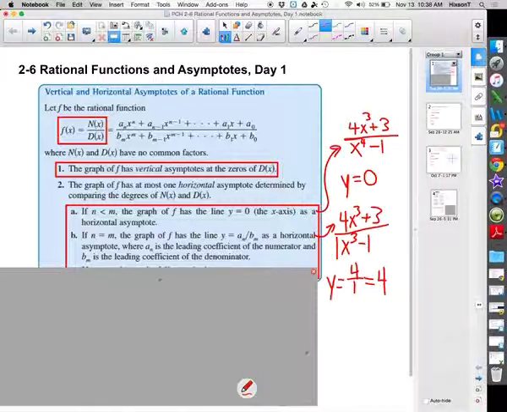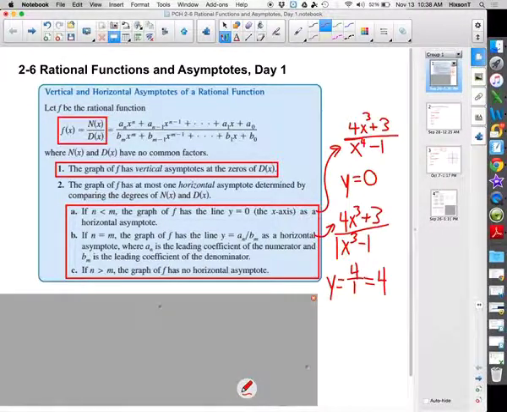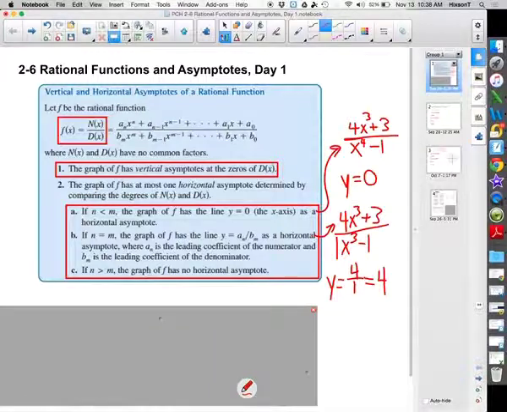Now, the last possibility is if you have a higher degree in the numerator than you do in the denominator. If the degree on the top is bigger, then you will have no horizontal asymptotes. That doesn't mean we're not going to have any asymptotes at all. It just means we're not going to have any horizontal asymptotes.